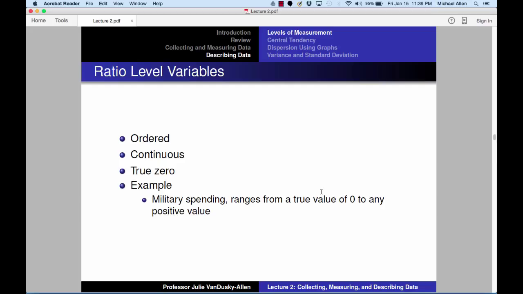Ratio level variables have order, the spaces between values are fixed, and they have a true 0. An example could be military spending. It could range from a true value of $0 to any positive dollar value. Note that ratio level variables give us the most information about our subjects. In this example, we know exactly how much a country is spending on its military.